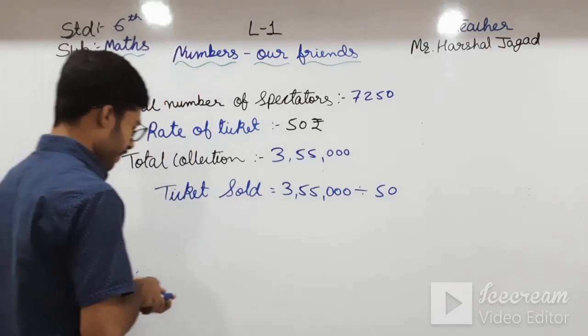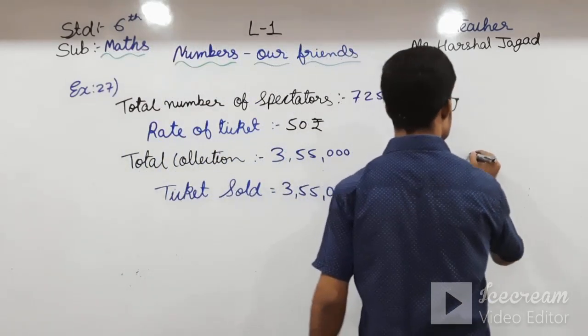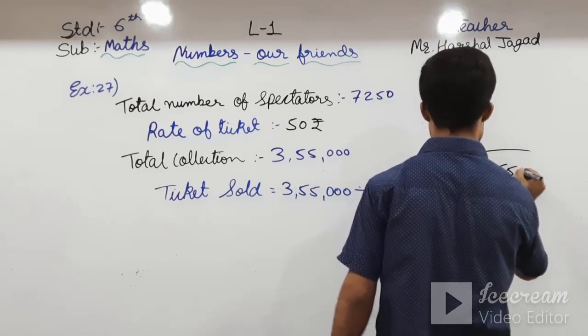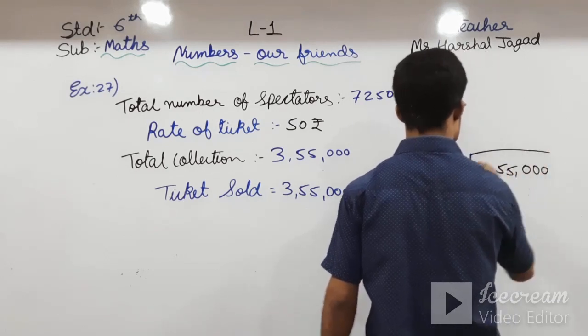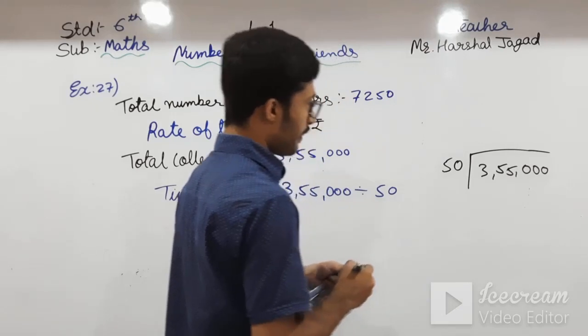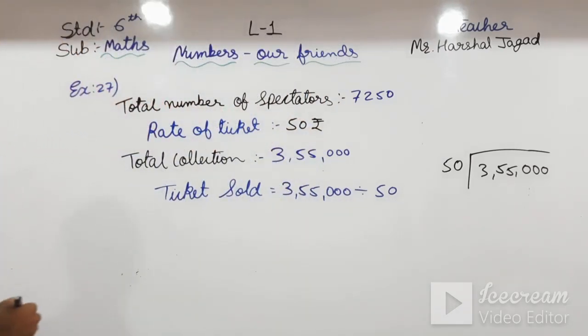So if we divide this 3,55,000 by 50, okay students, now what will be the answer? Please say this, students. First of all, solve by yourself.